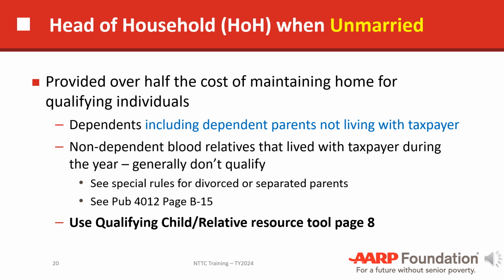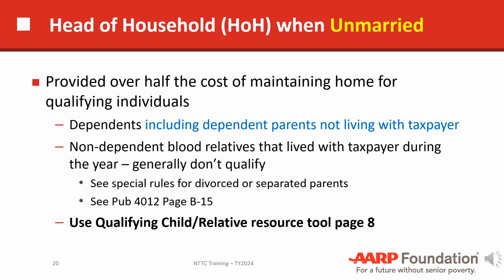So on the unmarried side, a taxpayer that provided over half the cost of maintaining the home for a qualifying individual would be able to use the head of household filing status. Generally, it is dependents, including dependent parents, that can be used for the head of household filing status, even if those dependent parents don't live with you. For instance, if you have a dependent parent that's confined to a nursing home or that kind of a thing, but they're still considered dependents of yours because you support them, you help them in so many ways.